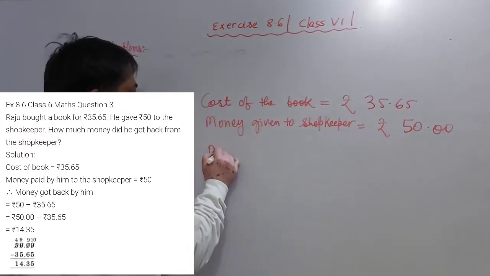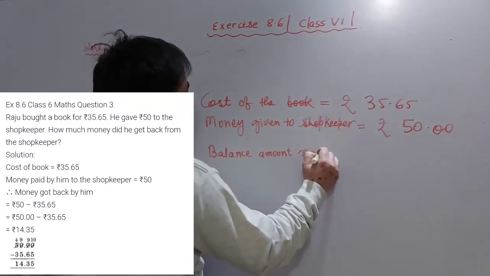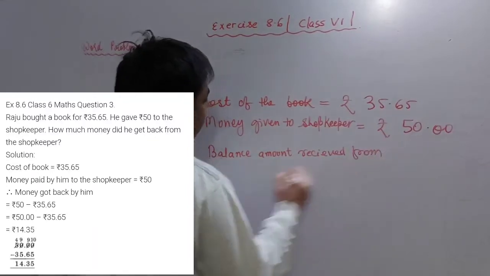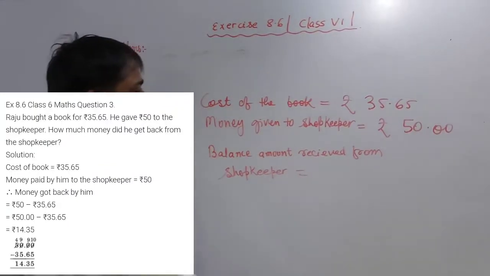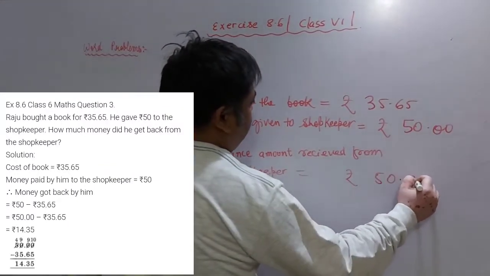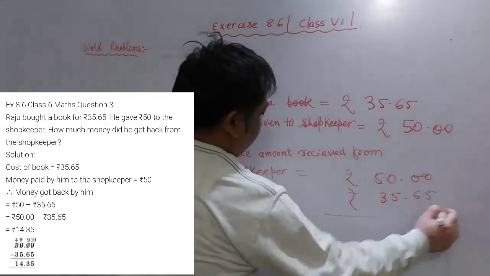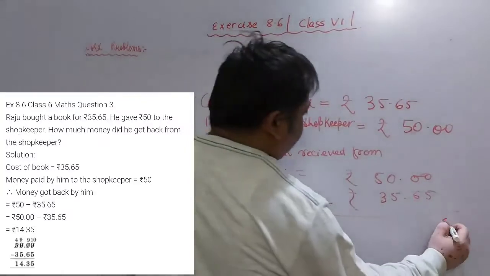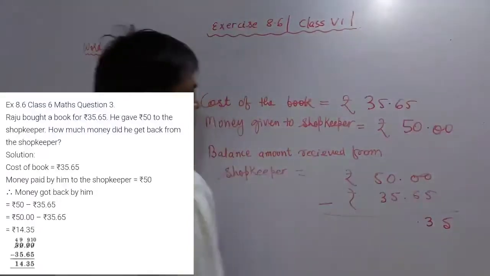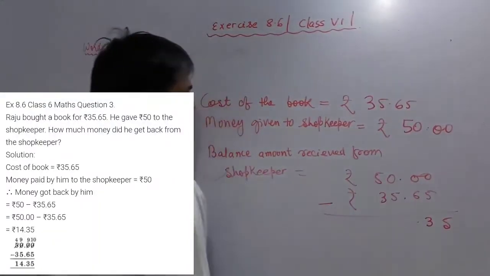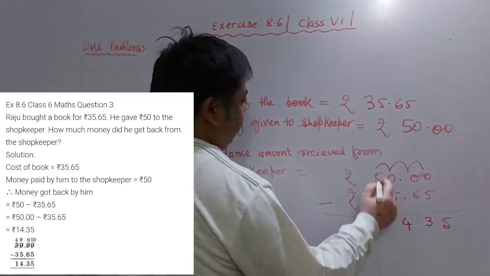So balance amount received from shopkeeper will be equal to higher amount minus lower amount. So to subtract this will become 5. This will become 9. 9 minus 6 will become 3. This is 9. 9 minus 5 will become 4. And this is 4 because it is giving 1 to all. So 4 minus 3 equal to 1.